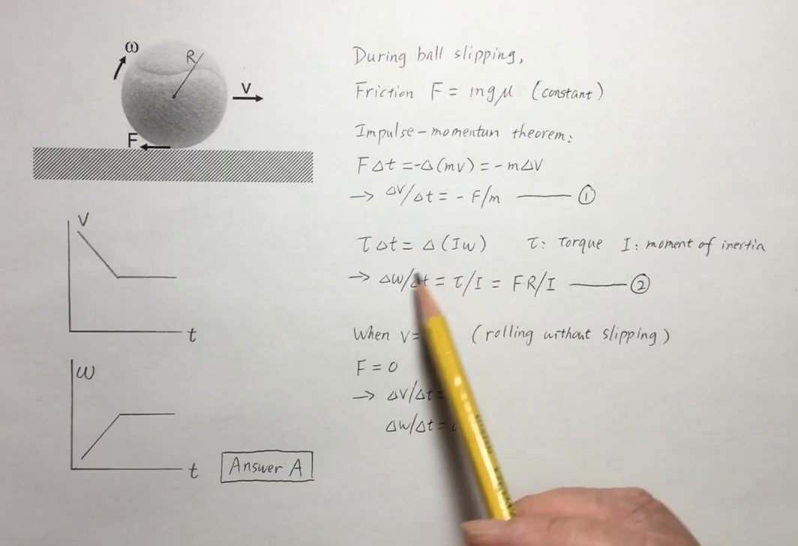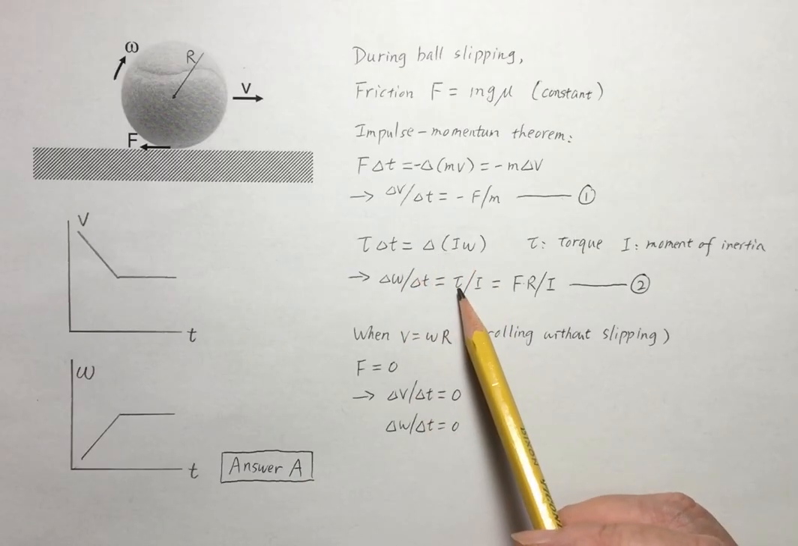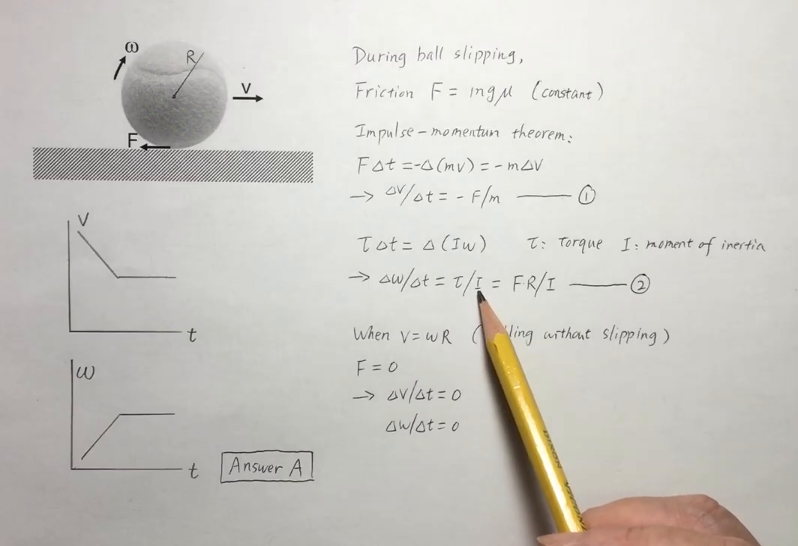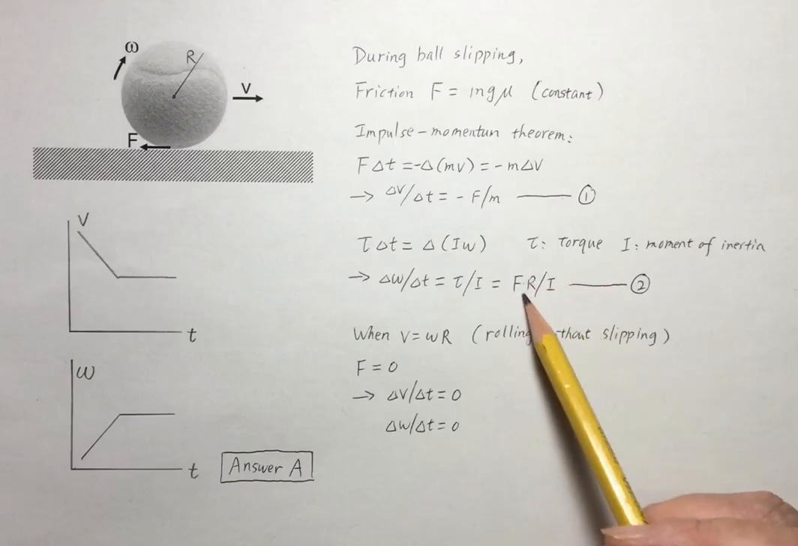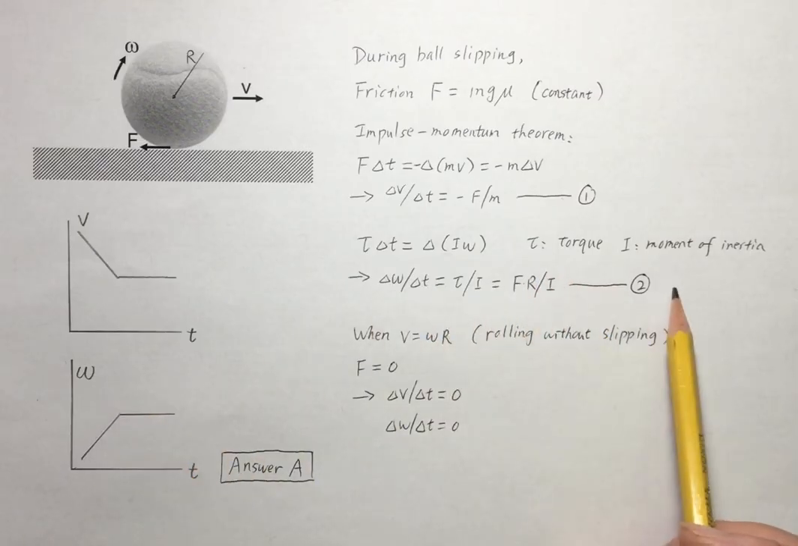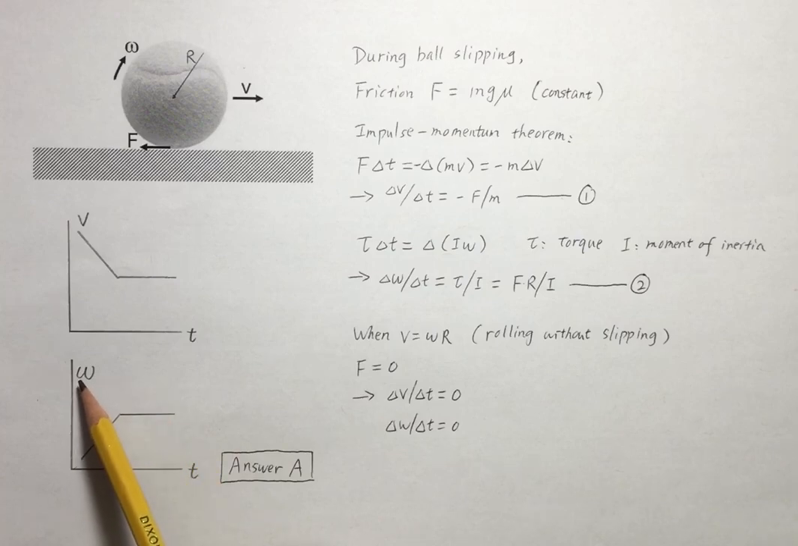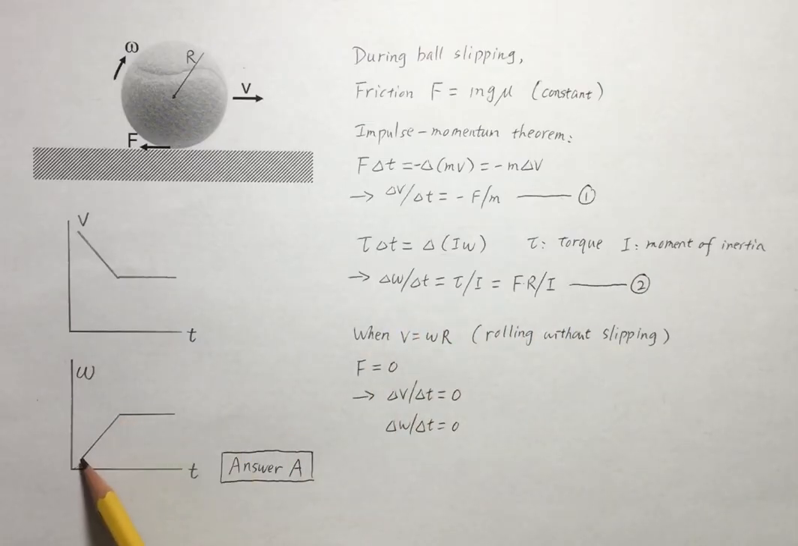So from this equation, I is a constant, so delta omega over delta t equals tau over I. We know that tau is F r, so it's F r over I. This is a positive number. So from equation 2 here, in the omega versus t curve, this means for this part, omega goes up linearly with a positive slope.